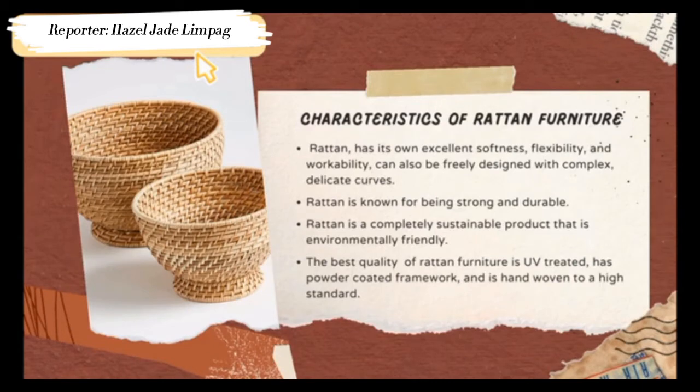Rattan can be fully grown and harvested within 2 years compared to some hardwoods which take up to 20 to 30 years. Therefore, rattan is a completely sustainable product that is environmentally friendly. The best quality of rattan furniture is UV treated, has powder coated framework, and is hand-woven to a high standard. The tighter the weave, the more durable and longer lasting the set.